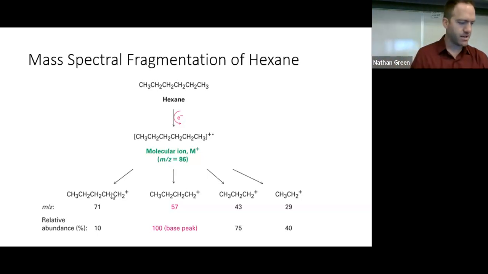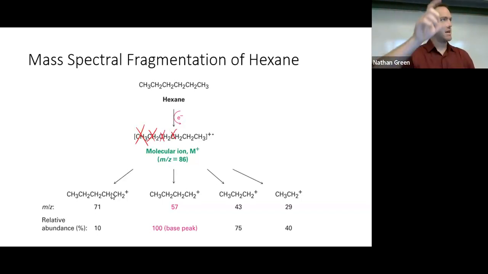If we have hexane, it's 86. If I lose 1 carbon off of it, it would be 5 carbons and weigh 71. If I lost another carbon, it would be a 4 carbon chain and weigh 57. If I lost another carbon, 3, another carbon, 2. I'm just breaking a methyl or a carbon off at a time and making the chain progressively shorter.